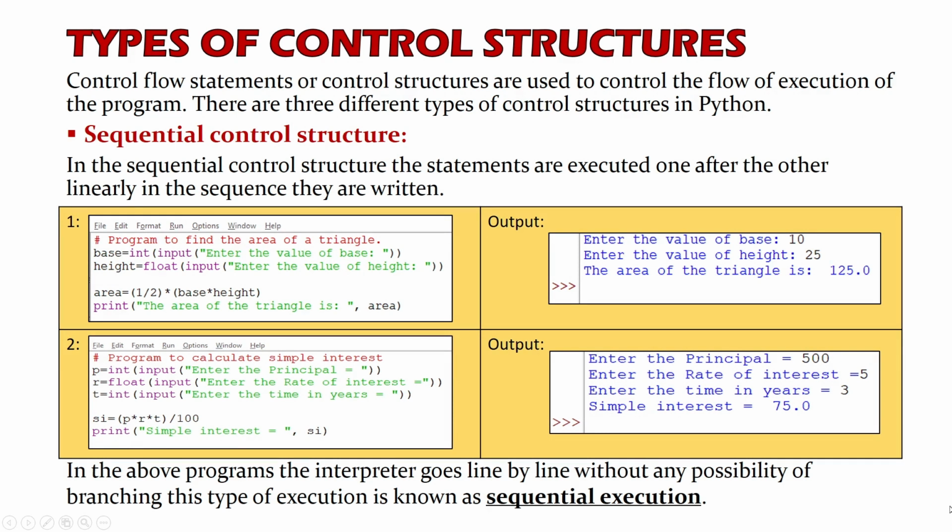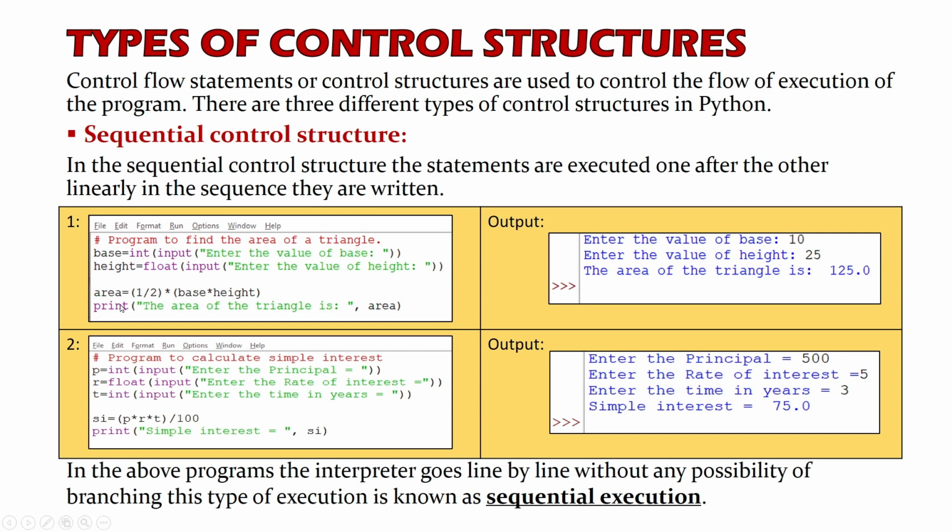Types of control statements. Control flow statements or control structures are used to control the flow of execution of the program. There are three different types of control structures in Python. First is the sequential control structure. In the sequential control structure, the statements are executed one after the other, linearly, in the sequence they are written.